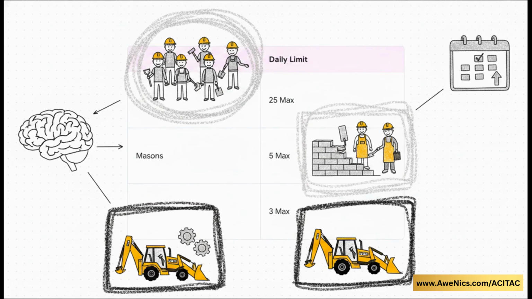Look at it this way. You might really want 50 laborers for a job, but if the local market or your budget dictates a strict limit of 25 maximum per day, you must input 25. If you only have 5 masons and 3 pieces of JCB equipment available daily, the software needs to know. Otherwise, you're just building a fantasy schedule that is completely impossible to execute on the ground.